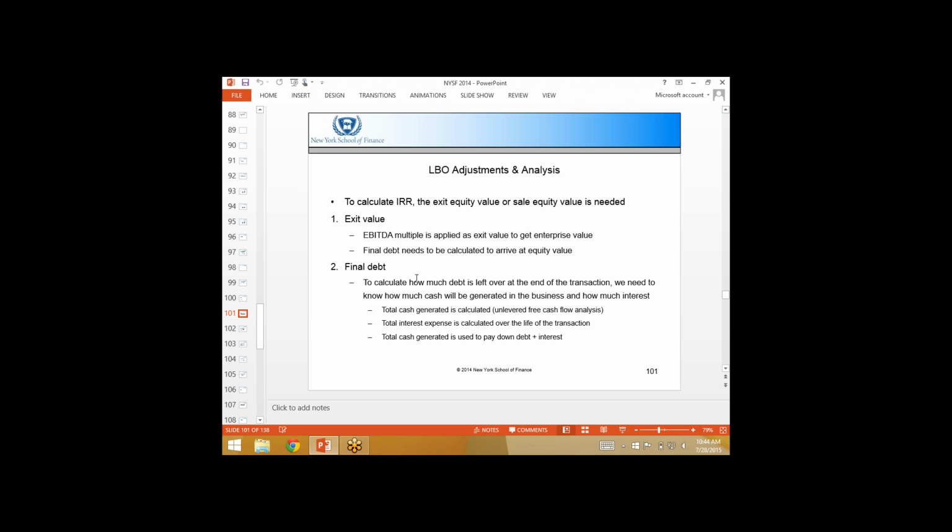Now I got to figure out how much cash has been generated. How do I figure out how much cash has been generated? Well, a quick way is just to construct a simple unlevered free cash flow analysis. And this is why I left A blank.